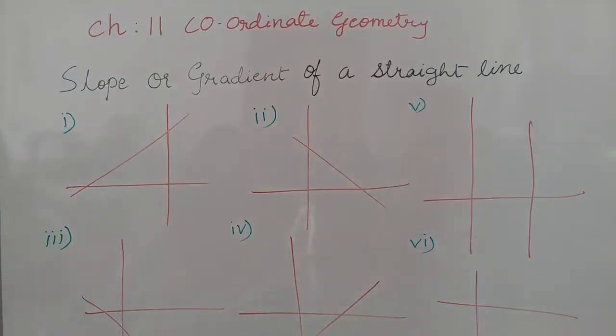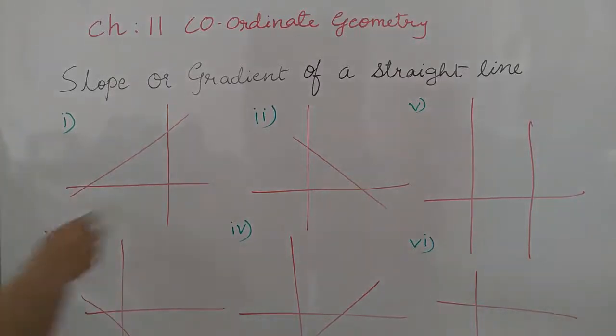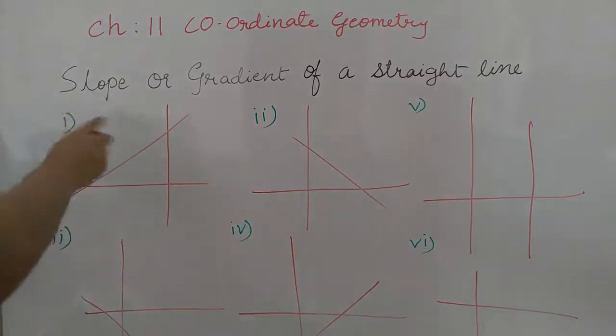Chapter 11, Coordinate Geometry. Dear students, today we are going to learn a very interesting topic, that is slope or gradient of a straight line. This topic is very important for coordinate geometry this year and also for the next years, so please learn it carefully. Here I have drawn some figures, you can see. So we are learning about slope.